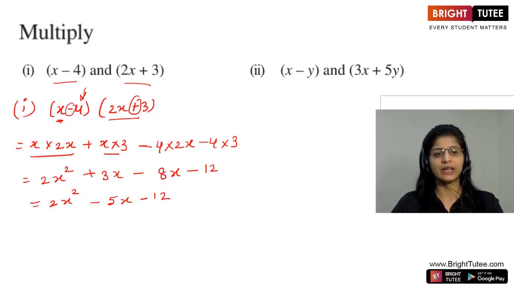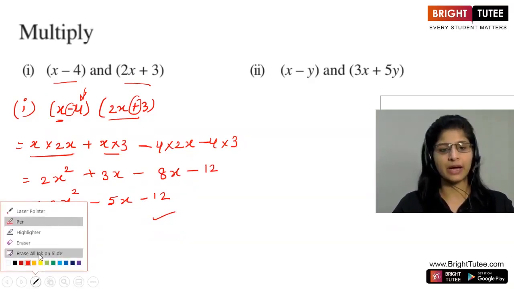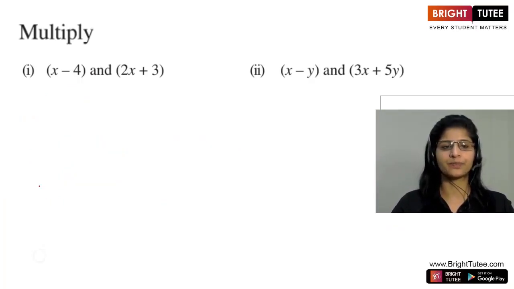So what we have done, first of all we multiplied x with 2x and 3, and then we have multiplied minus 4 with 2x and 3. Okay, so plus minus got minus here, and after solving it we got this answer. This is the answer for the first part. We have multiplied these two binomials. Now let us try the second part.